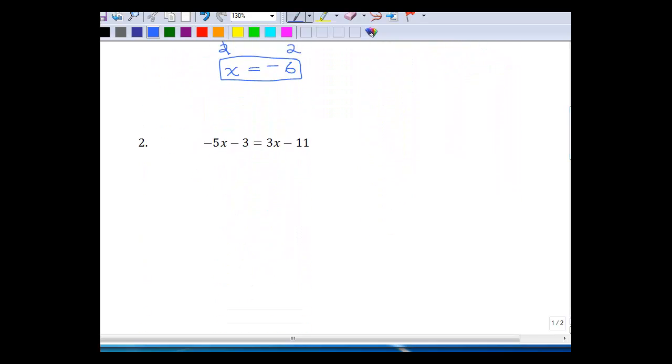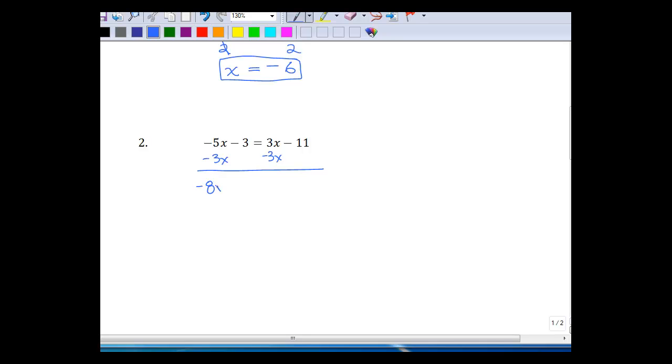Moving to the second example here, negative 5x minus 3 equals 3x minus 11. Again, I can't combine anything on each side, so I'm going to start moving my terms using opposites. Again, it does not matter which side you put your x's on. I guess in this problem I'm going to continue to move my x's to the left. So if I don't want this 3x on the right-hand side, then I'm going to have to get rid of it. That's a positive 3x, so I'm going to use an opposite, or negative 3x on both sides, and then I'm going to write down what I have left.